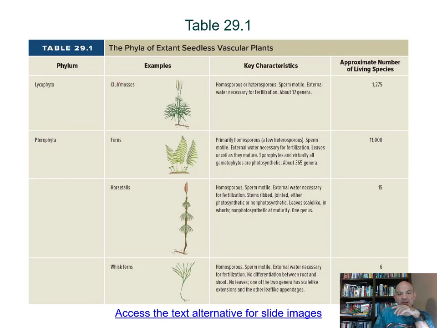The club mosses belong to a formal taxon called the phylum Lycophyta. They're homosporous. Their sperm are motile with flagella, and anytime you have sperm with flagella, you're going to need water. So these plants still need water to complete their life cycle.